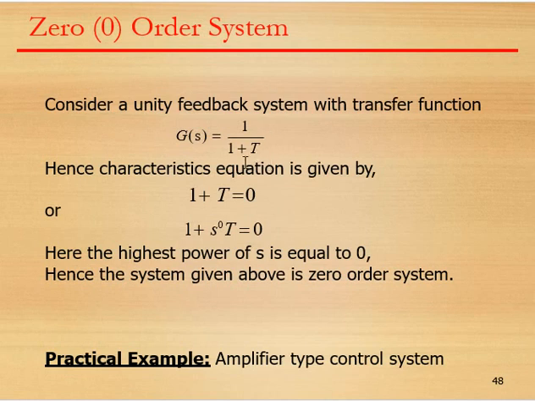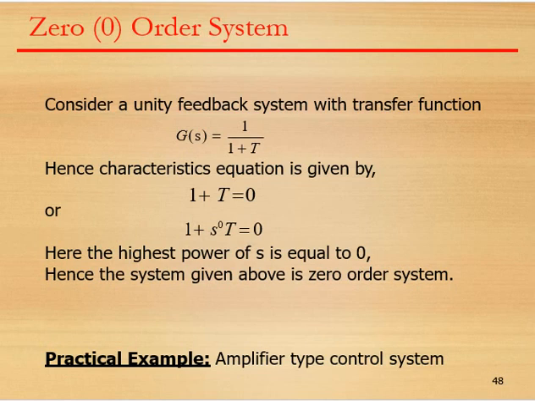So what is the solution? So the solution is that we can write this as 1 plus s raised to 0 into t is equal to 0. Okay, so this is generally the characteristics equation. Okay, and here s raised to 0 means what? Anything raised to 0 is 1. So s raised to 0 can be replaced by 1. So there will not be any meaning to this s raised to 0, but I can say that the highest power of s in a denominator is equal to 0, and that indicates that the system is a 0 order system. Okay, so this is very simple. So the practical example is an amplifier type control system.